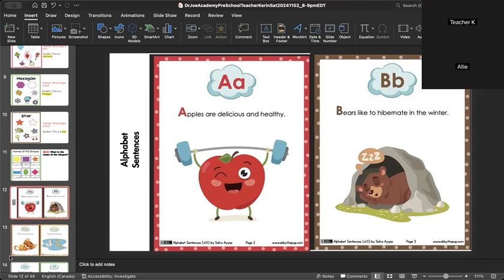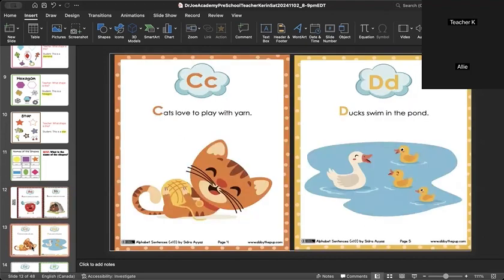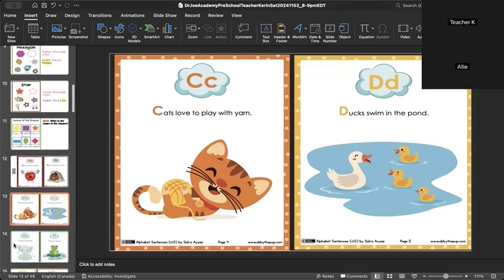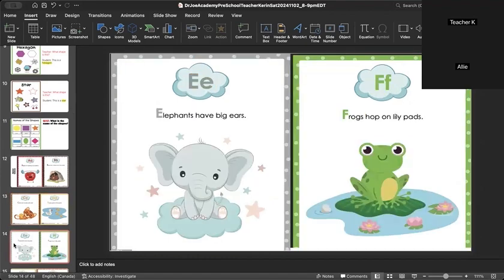No. Okay, perfect. Can you read this sentence for me, please? Cats love to play with yarn. Ducks swim in the pond. Yes, ducks swim in the pond. That's correct. Do you have any questions on any meanings, anything you don't understand? No. We're good. Okay. Next one.